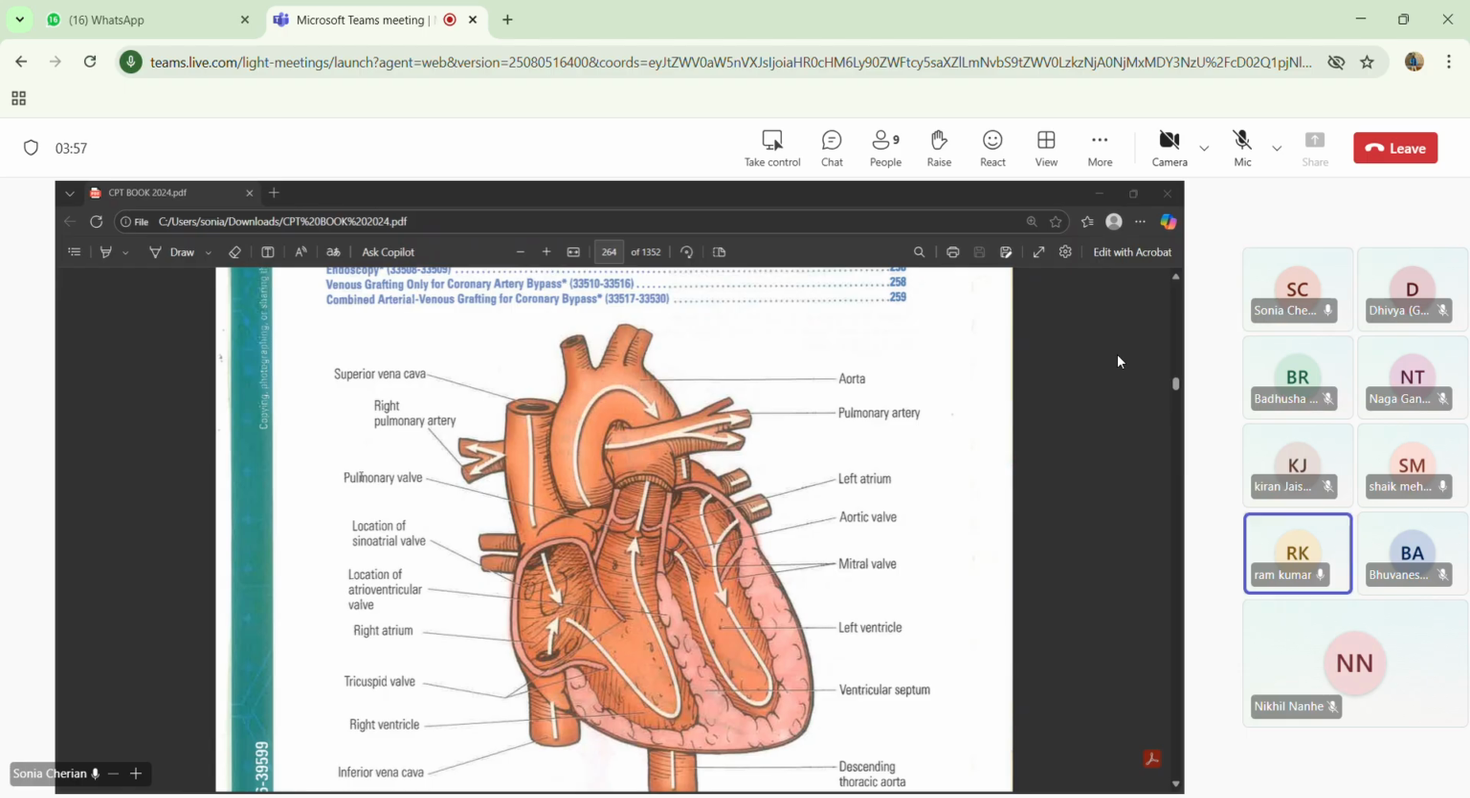Pulmonary artery, pulmonary vein. Yes, so the pulmonary artery carries the deoxygenated blood to the lungs for purification. And once it is purified, the oxygenated blood will be brought back to the heart through the pulmonary vein, right? So what are the coronary arteries? Any idea?